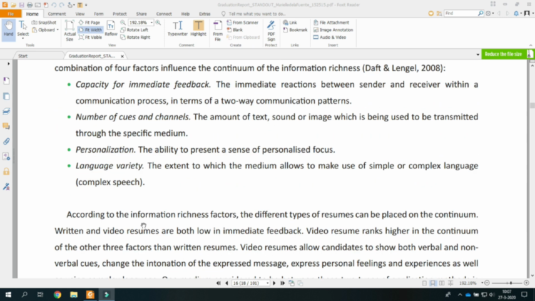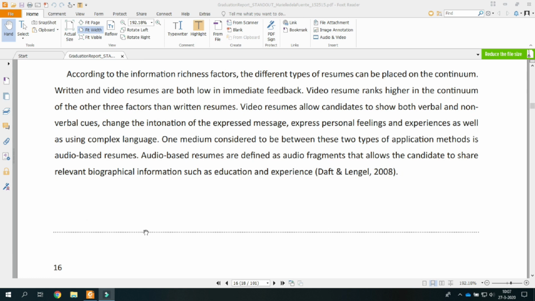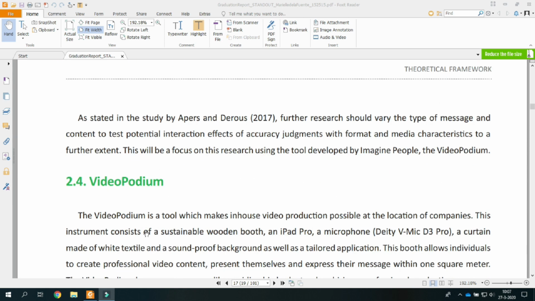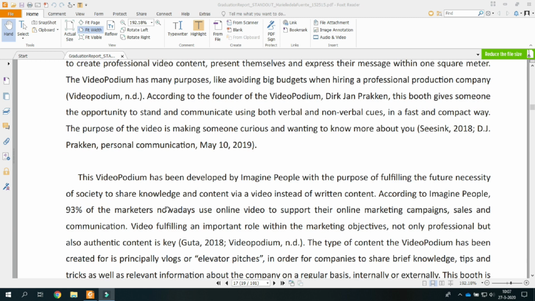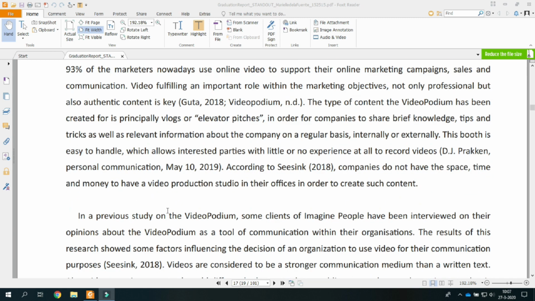So this is telling me how she's working. Then she comes to her product, the video podium, and how video podium can be used within this whole framework of what she told in the story.